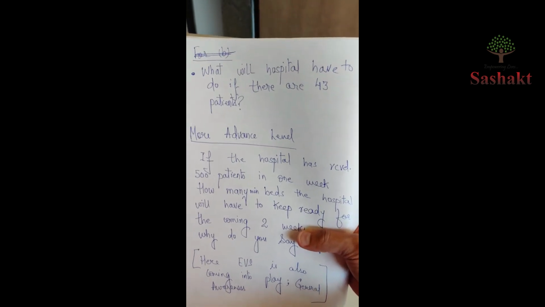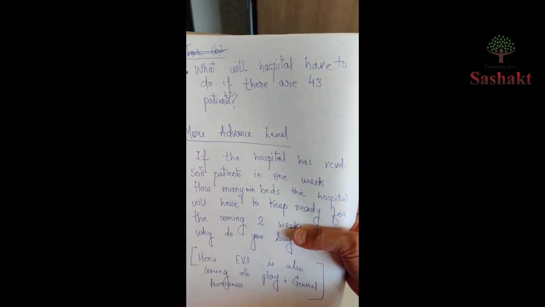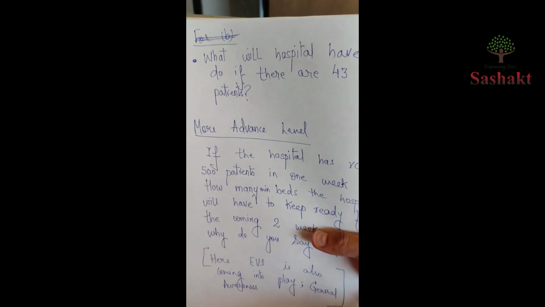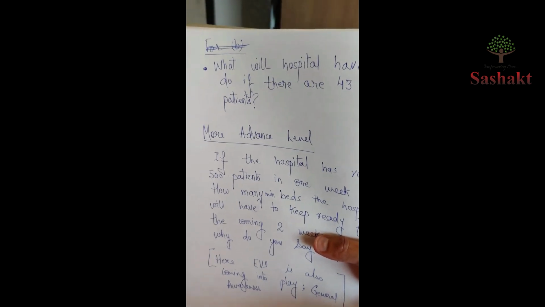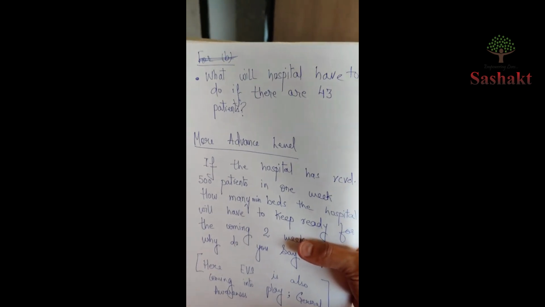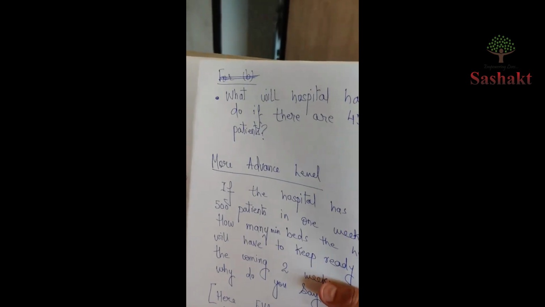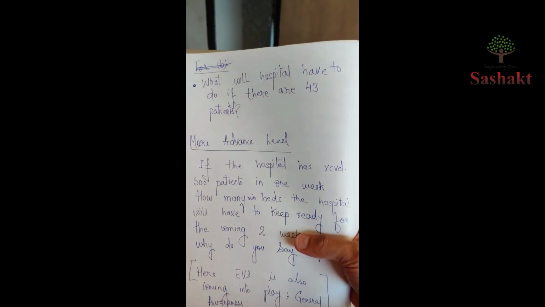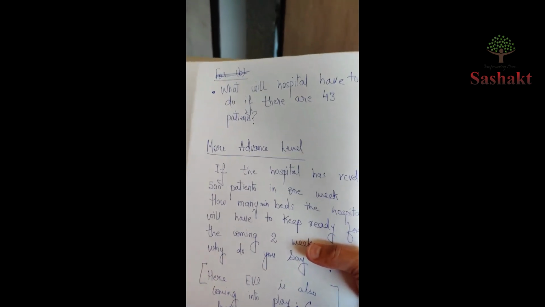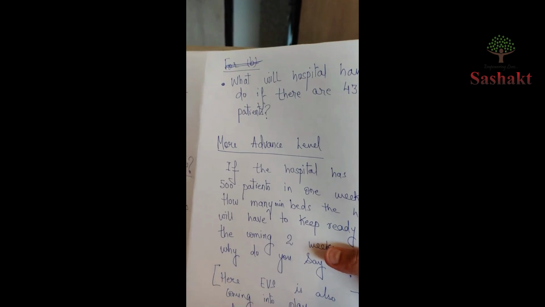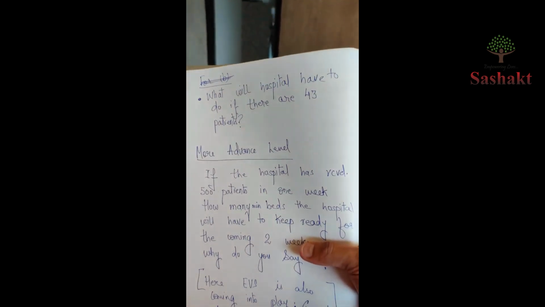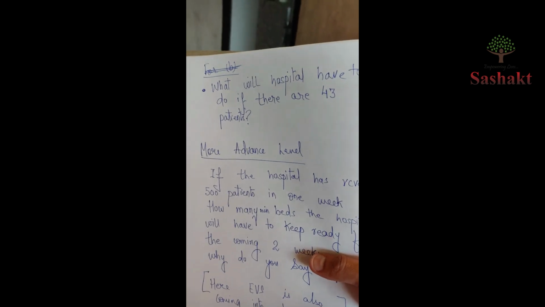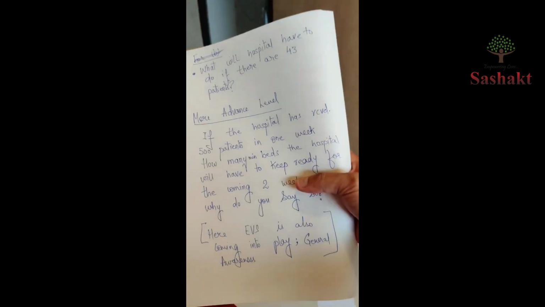What will the hospital have to do if there are 43 patients? This is a question of division with remainder. So 5 eights are 40 and 3 remain unattended. So what should the hospital do? The hospital will have to hire 1 more doctor so that these 3 patients can be taken care of. And you will have to do it tangibly so the kids understand, and this understanding will help them with other areas of division and remainders.